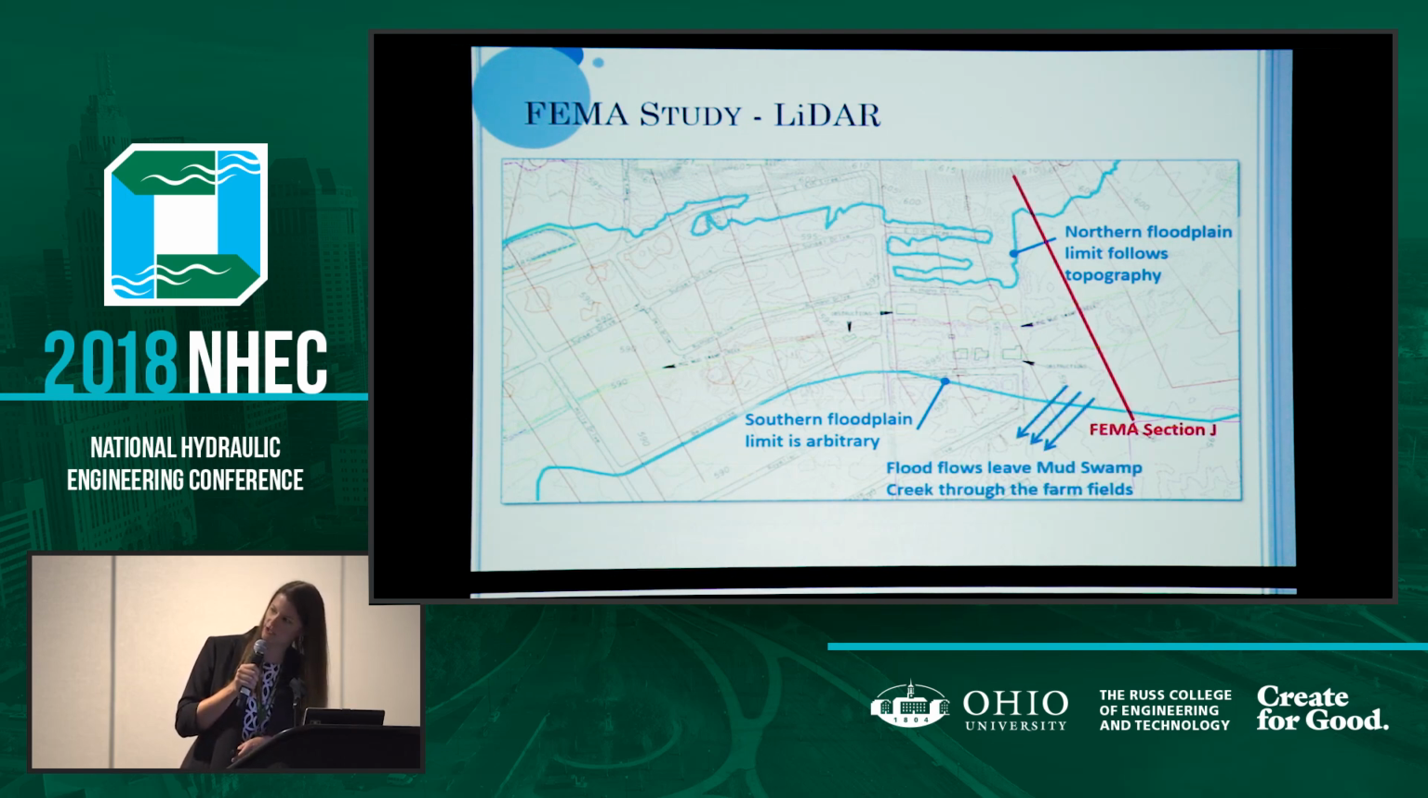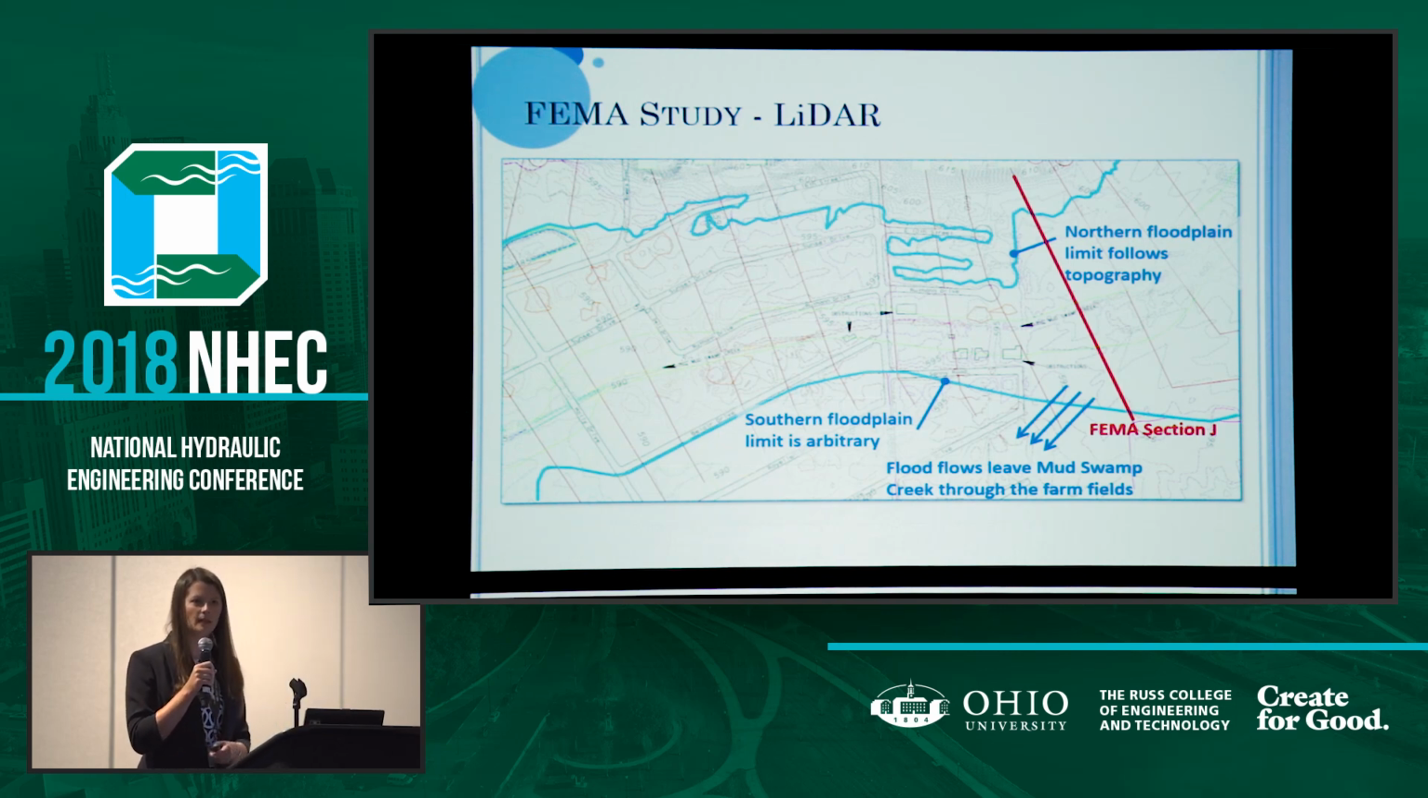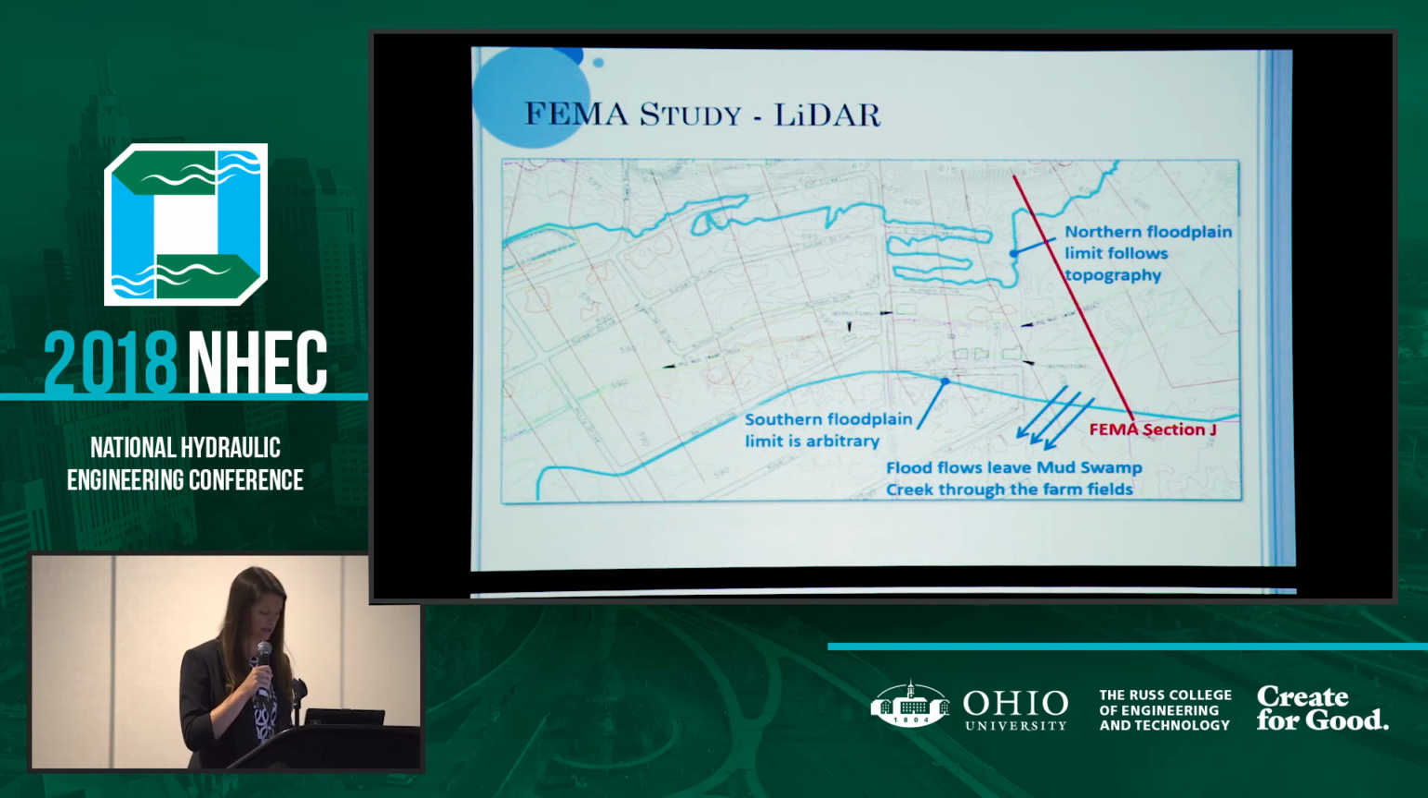so here's FEMA section J in red. From FEMA section J to the downstream limit, topography would not encapsulate the flows, and indicated that flood flows during high events would actually leave the system, leave Mud Swamp Creek, and head into the southern floodplain.